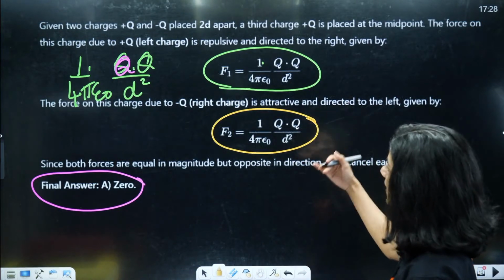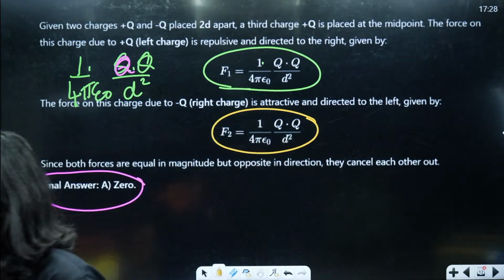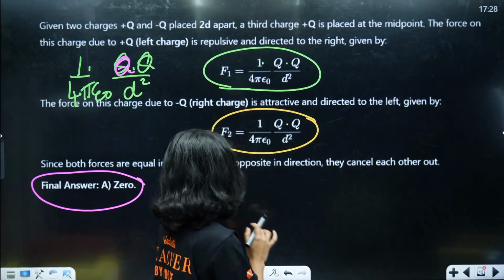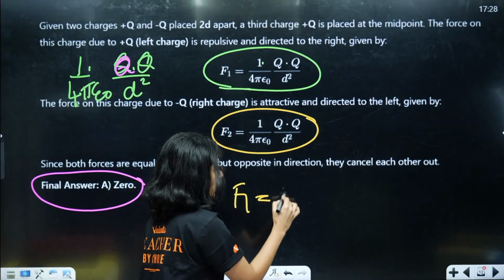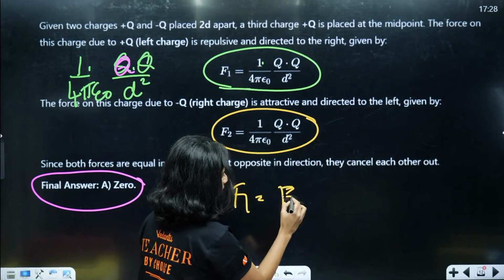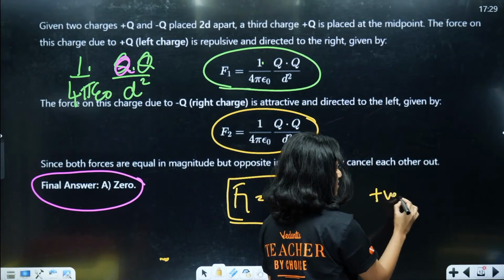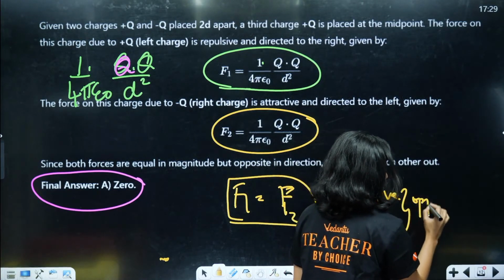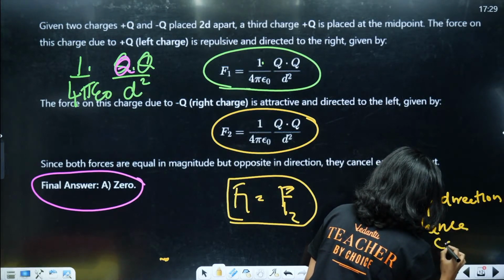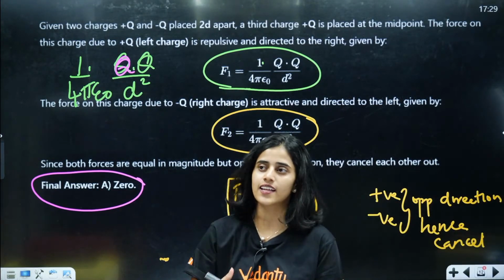Since they are in opposite directions and they have the same magnitude, won't they be zero? You agree with me? F1 equals F2 in magnitude. But when it comes to direction, F1 equals minus F2. They both have the same values, but they are in opposite directions. One is positive, the other is negative. Hence, they cancel. Since they have the same values but are in opposite directions, they cancel, you get 0.